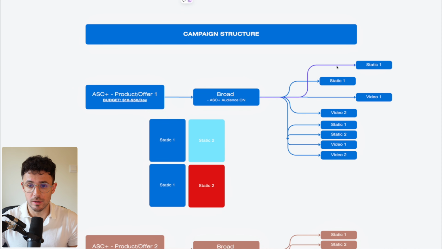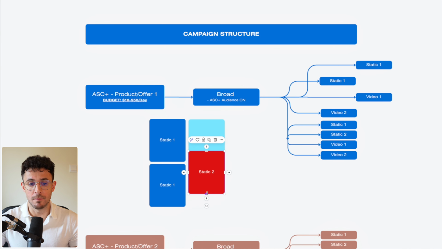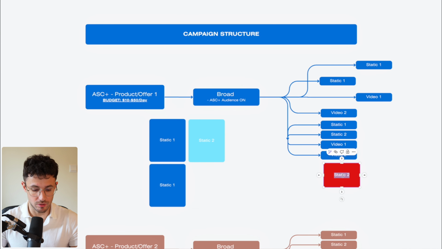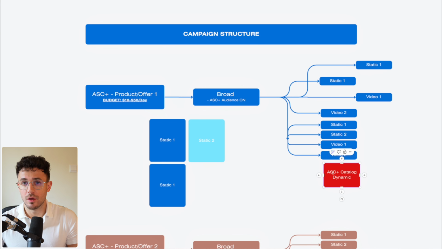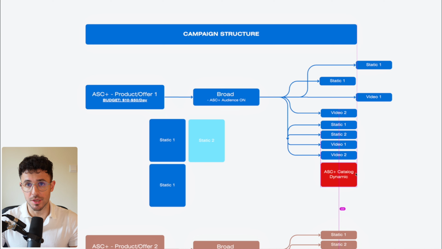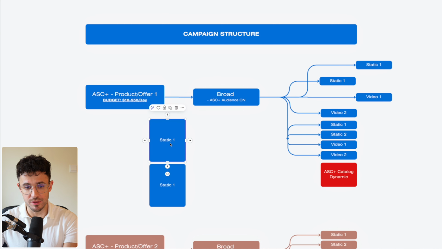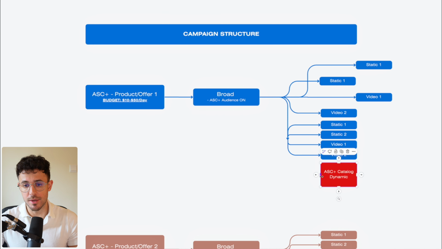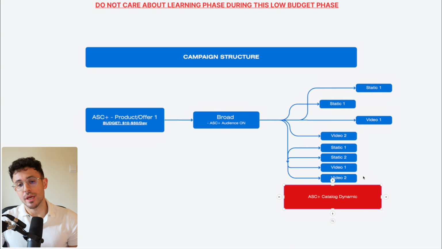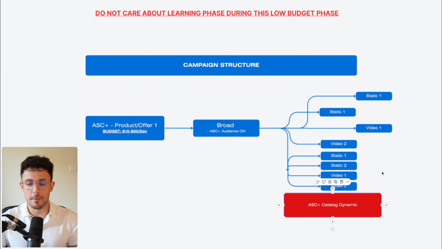do not use dynamic catalog, especially the Advantage Shopping Plus catalog, the dynamic one. Otherwise Meta is going to spend all the budget in there. The problem with this one is that it's not going to convert, because this campaign has no information about your product. It depends, of course, on what brand you are.